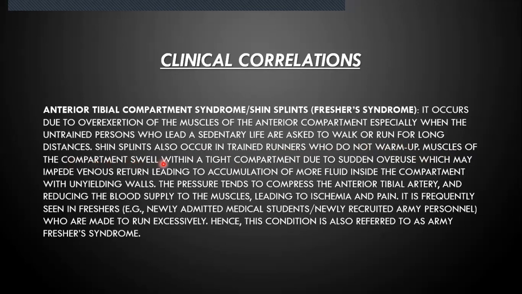Muscles of the compartment swell within a tight compartment due to sudden overuse, which may impede venous return, leading to accumulation of more fluid inside the compartment with unyielding walls. So remember the septa and the deep fascia. Those septa cannot yield. They are tight. So the pressure in those compartments is usually constant, but if you have increased pressure, this will tend to compress the anterior tibial artery and reduce the blood supply to the muscles, which will lead to ischemia and pain.